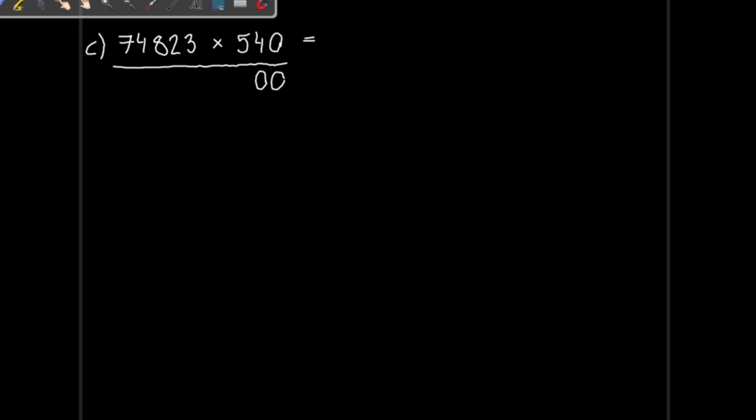So 5 times 3 is 15. 5 times 2 is 10 plus 1 is 11. 5 times 8 is 40 plus 1 is 41. 5 times 4 is 20 plus 4 is 24. And 5 times 7 is 35 plus 2 is 37. Great. That's our first number.